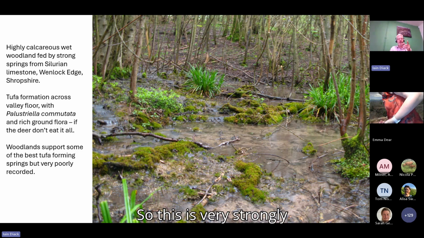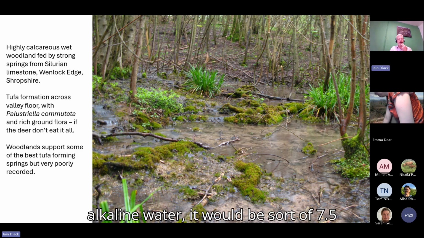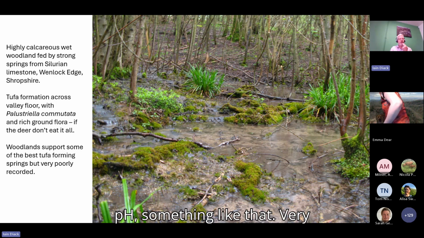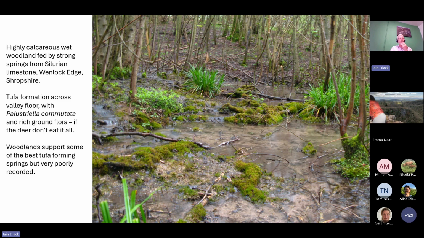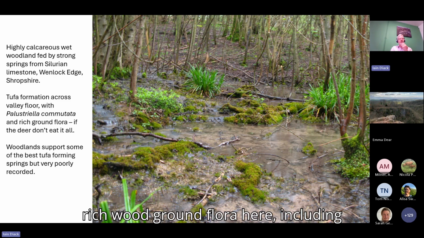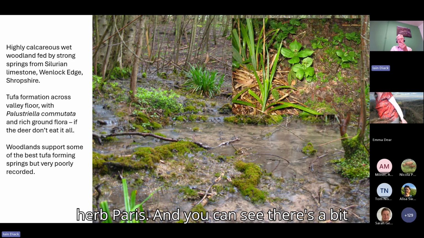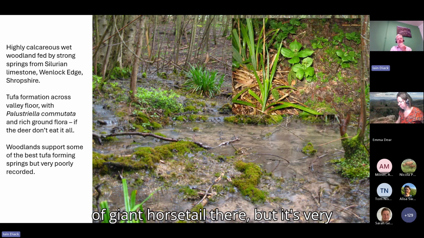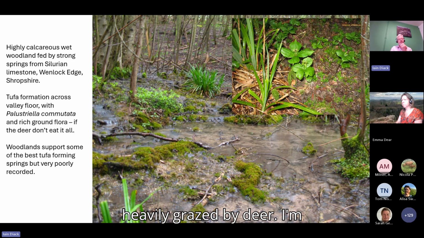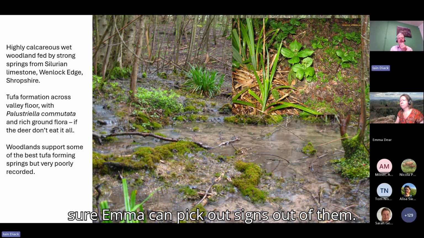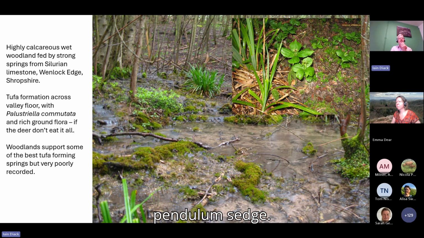So this is very strongly alkaline water. It would be sort of 7.5 pH, something like that. Very rich wood ground flora here, including herb Paris, and you can see there's a bit of giant horsetail there, but it's very heavily grazed by deer. I'm sure Emma can pick out signs. I mean, they're even eating all the pendulous sedge.